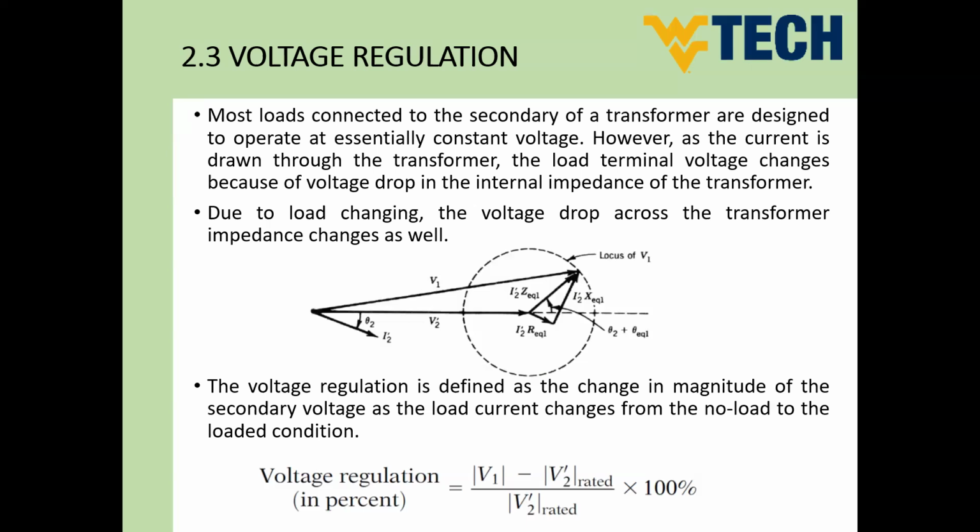So what is the voltage regulation and why do we care about the voltage regulation? So this is our discussion today. So firstly, most loads connected to the secondary of the transformer are designed to operate at essentially constant volts. This is normal, guys. If we have a transformer, we make sizing for this transformer in order to provide the load voltage requirements. And the load requirement is to have constant volts.